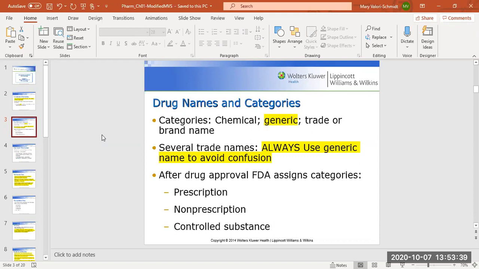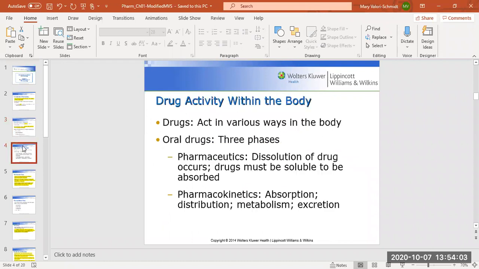All medications that are pharmacological agents have to get approval from the FDA. And so the FDA gives categories to drugs. They're either prescription drugs, non-prescription drugs, and that doesn't include herbals and supplements, by the way, it does not. So prescription drugs, non-prescription, and then controlled substances, you know, the fun ones.